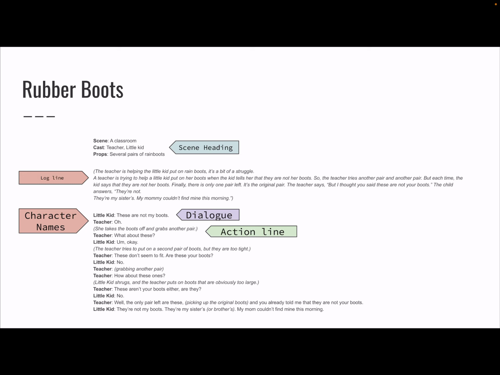Off to the left you have character names. These are in bold. The character names for this one are little kid and teacher. You have the dialogue off to the right of the character name, and then in parentheses, sometimes it's just italicized and set off a little bit, you have your action line. These are the actions that are taking place during or right after the dialogue.